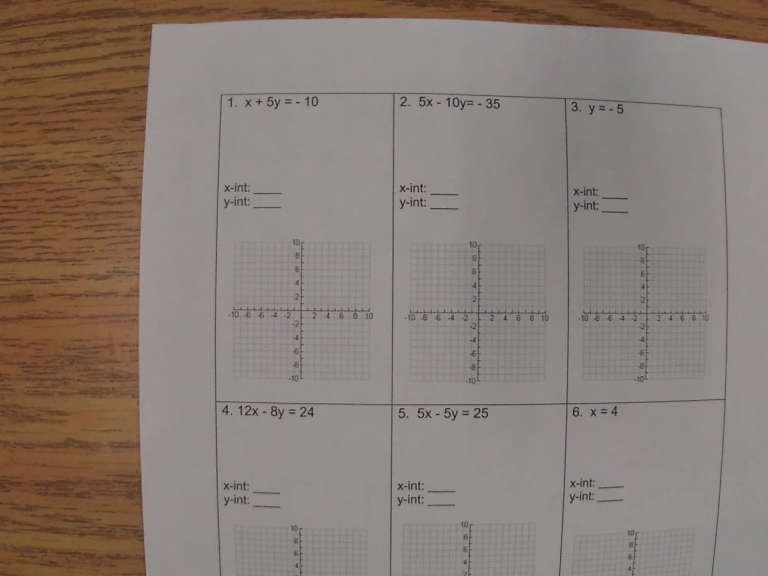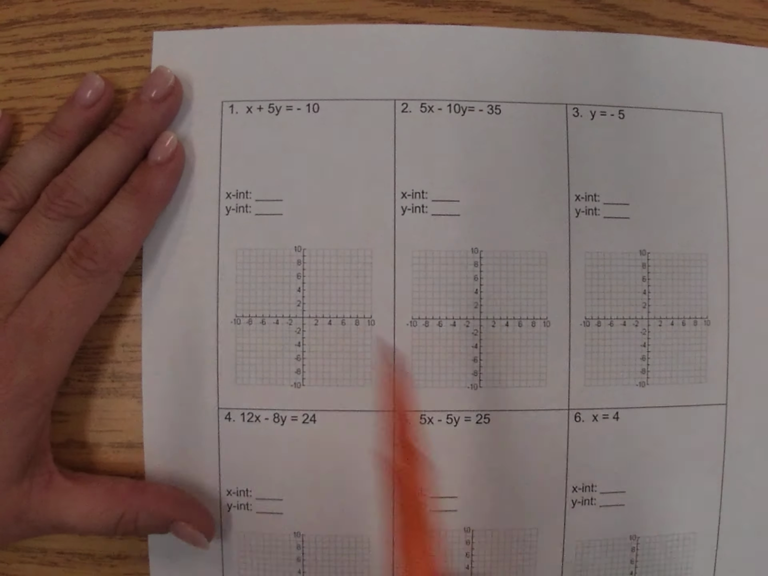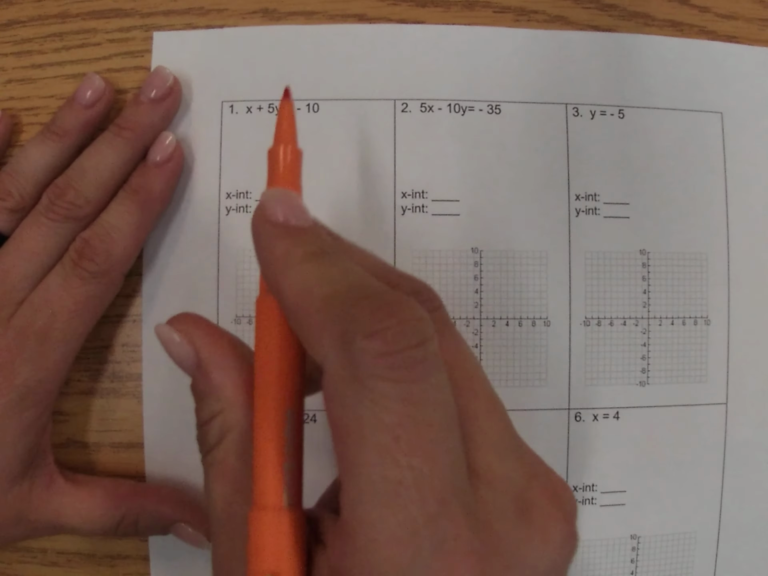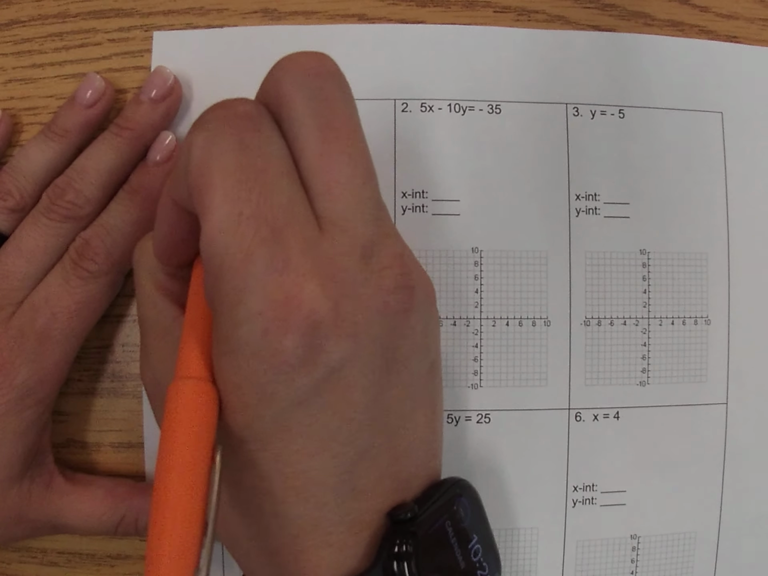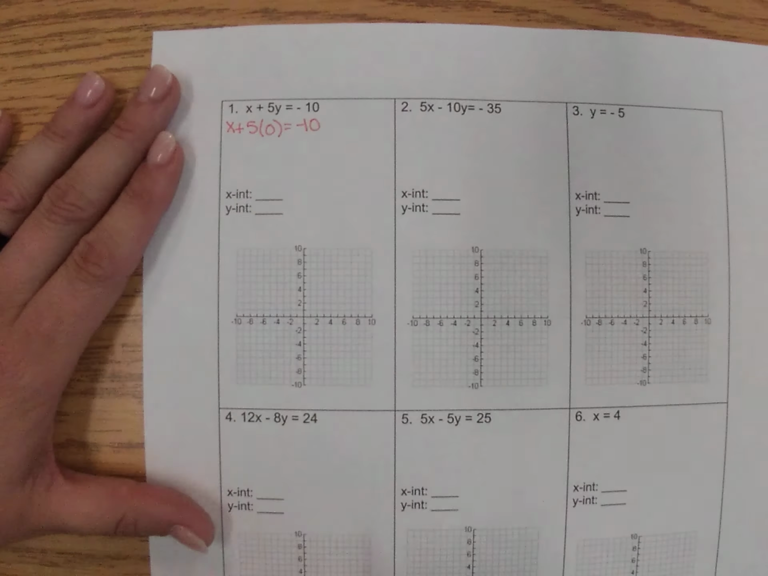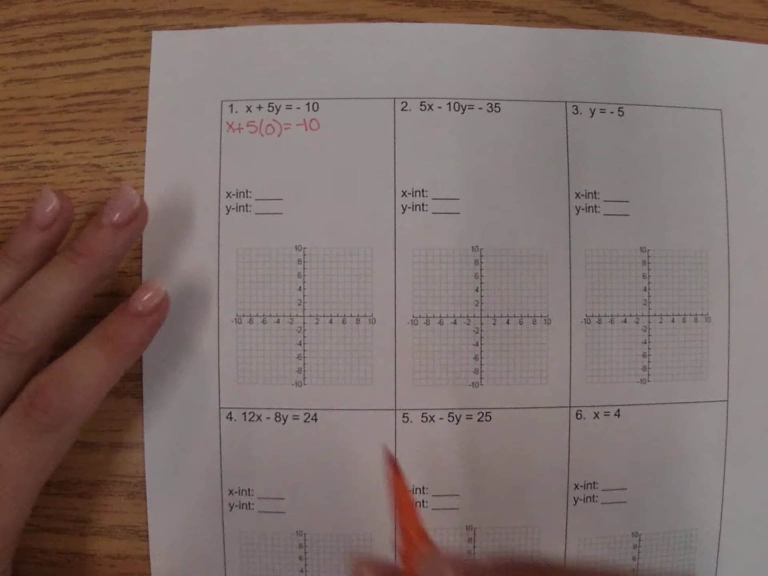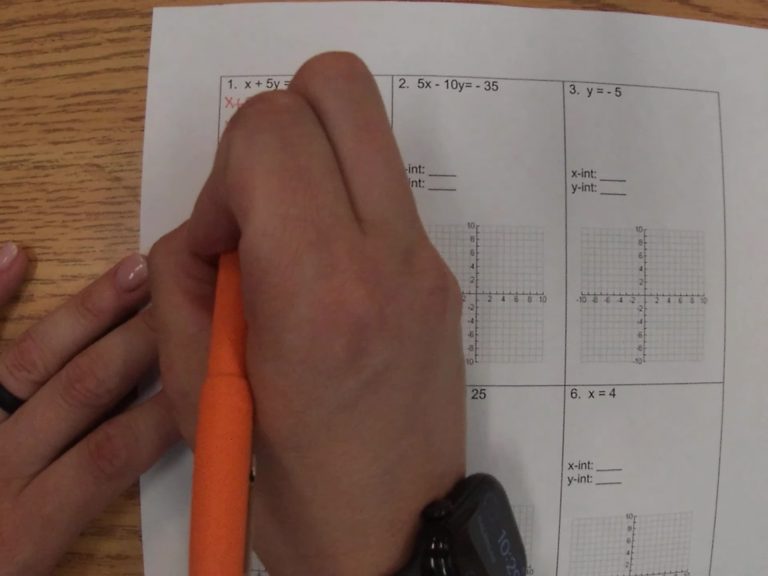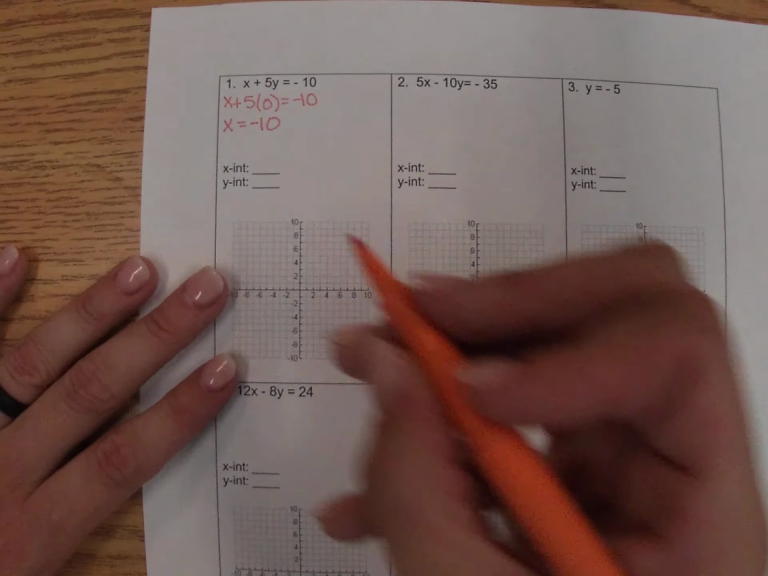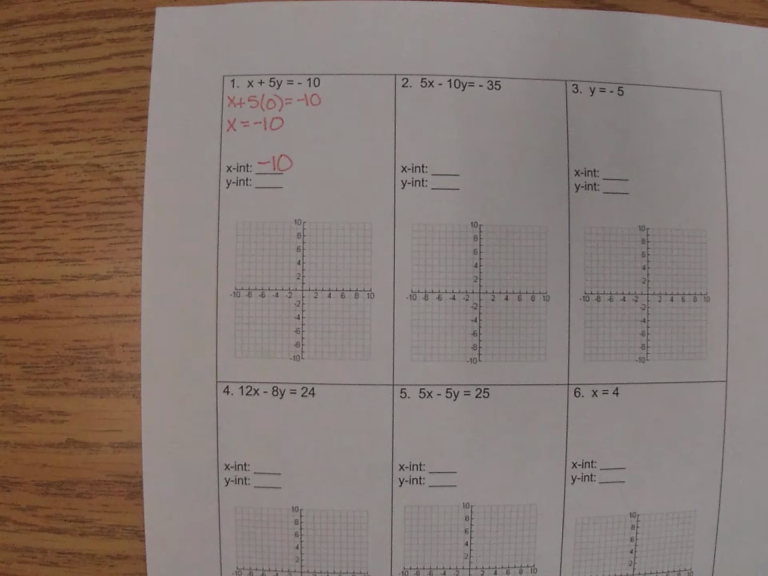So if we look at example 1, x plus 5y equals negative 10. If we want to find our x-intercept, we are going to plug in a y value of 0. So I'm going to say x plus 5 times 0 equals negative 10. 5 times 0 is 0, and so this is going to tell me that x equals negative 10. I don't even have anything to solve. This is telling me that my x-intercept is negative 10.